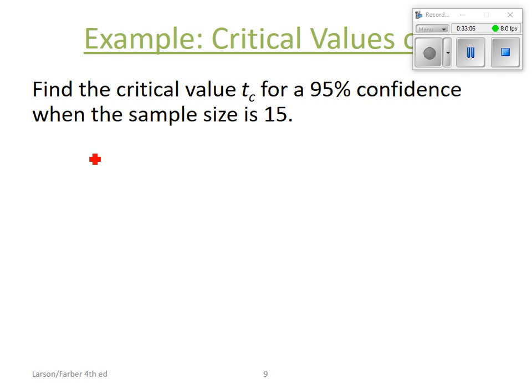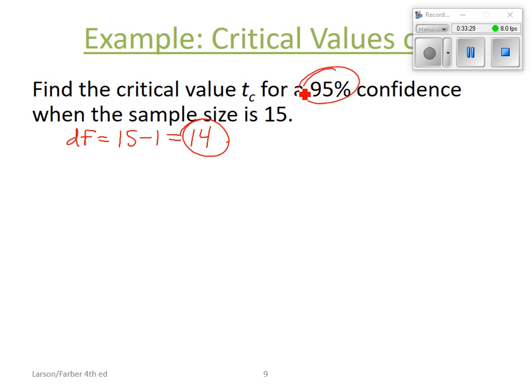And all you're going to do every single time, first thing you got to do, you got to find your degrees of freedom. How am I going to find my degrees of freedom this time? What's our sample size? 15. So we do 15 minus 1, that gives us 14. So we look up 14 and 95% on here.